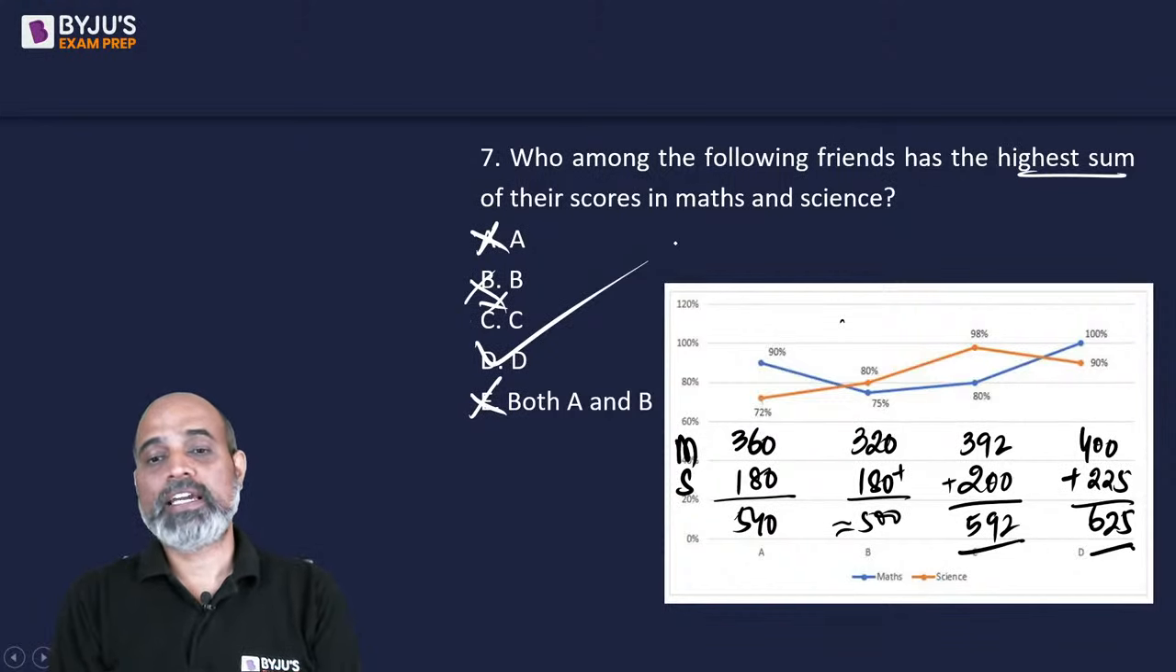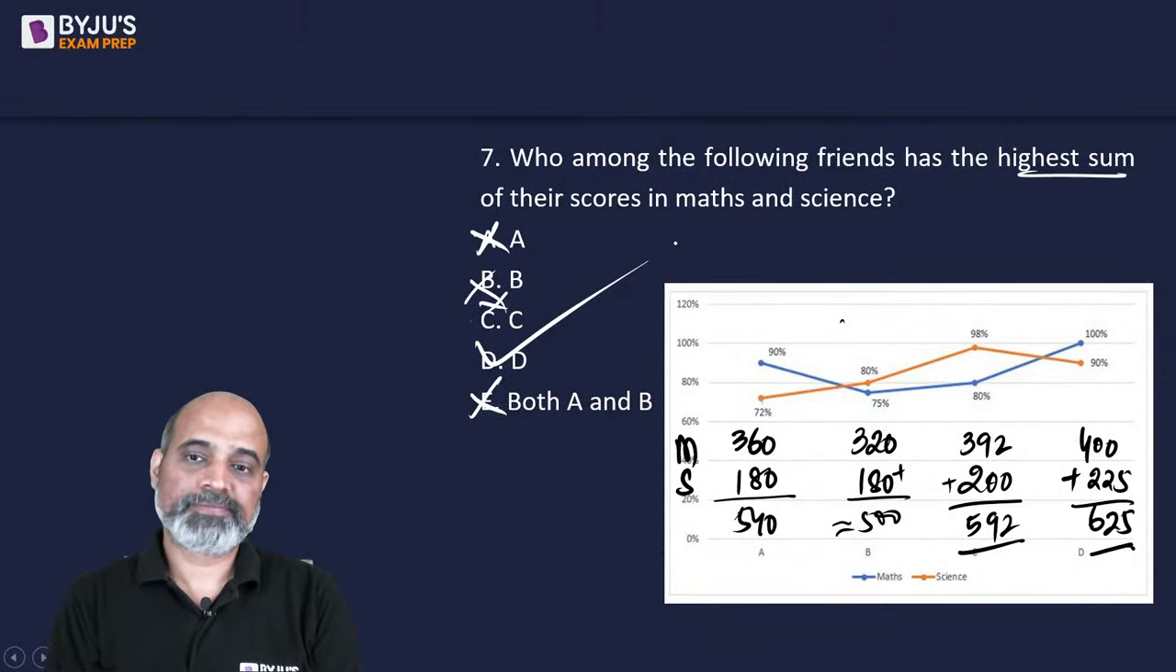D got the highest overall marks. ठीक है?